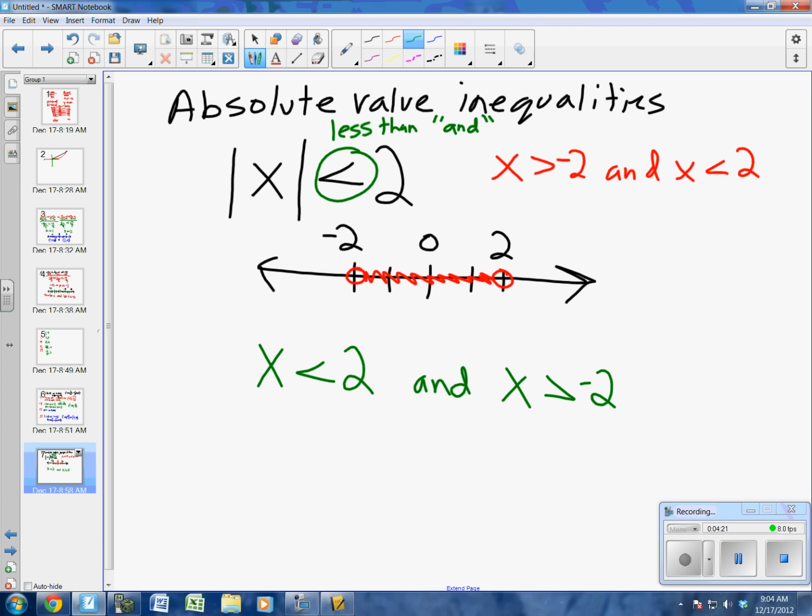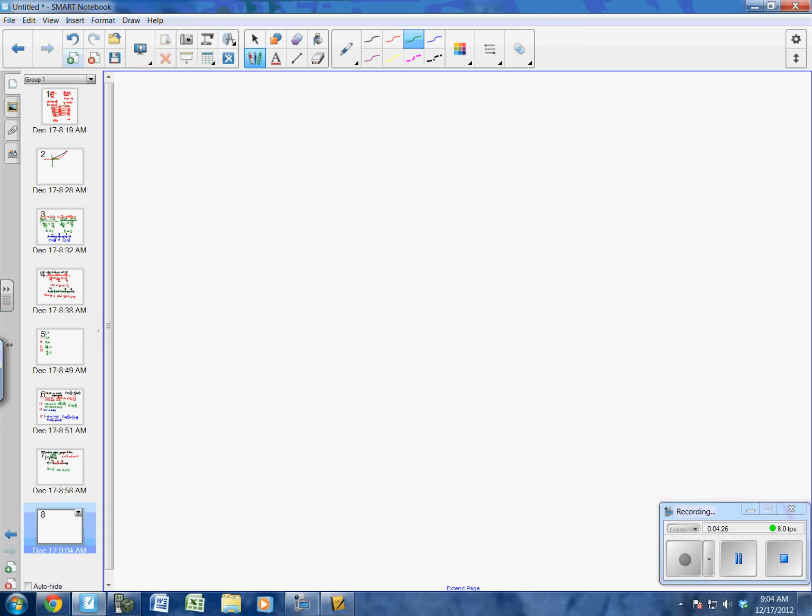Okay, now we can make it a little bit more complicated. Well, let's say I have the absolute value of 2x minus 6 is less than or equal to 4. What are the two inequalities I can write? Is this an and or an or statement? It's an and statement. Why do you say that, Carly? Because it's a less than, so it is an and statement. What's my two inequalities? Based on what I just taught you in the last one.